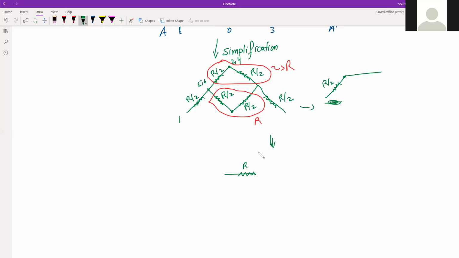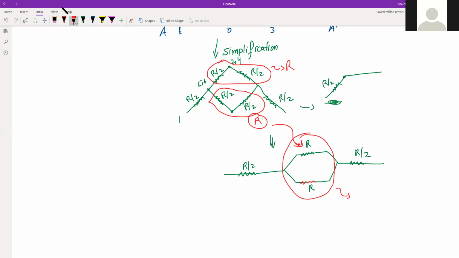R by 2, the first R by 2, then there is this and this section. This is R, this is R, right? What are these two sections? This is actually this section, right? And next will be what? This will be R by 2. So now again R and R, so the equivalent of this, that is in parallel, will be R by 2 again.